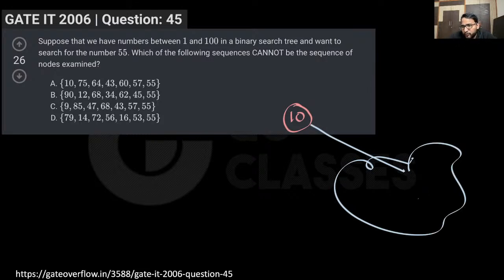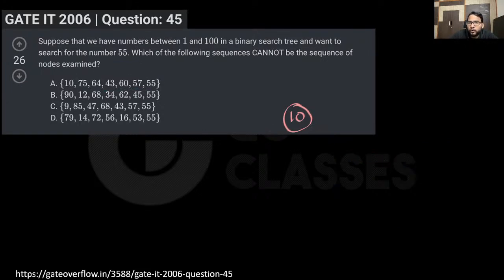Now that is for sure that whatever I get next must be greater than 10, because I made a choice to go right of 10, right? First I encounter 10, that's not an issue, but then I must go right of it because I'm looking for 55. Then I should be encountering more than 10. If I encounter anything less than 10, then it is not a possible sequence. So currently I don't have an issue.